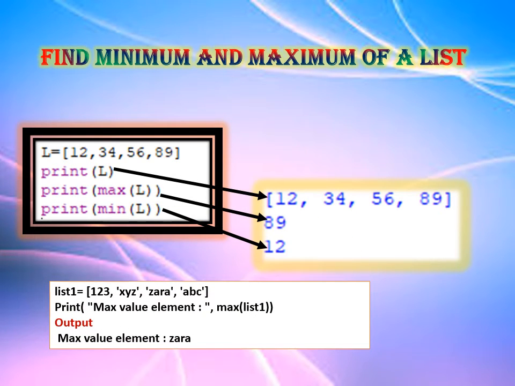Another example is here: the list contains mixed types of elements, numbers and strings. In this case, if you are trying to find the maximum of the list, it will print Zara. According to the ASCII code values, it finds that maximum element.